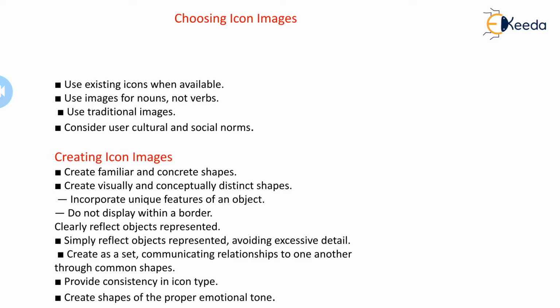Then next is noun, not verb. An object or a noun is much easier to represent pictorially than an action or verb. So choose the noun form for the icons. And traditional images: old-fashioned traditional images often work better than new ones. They have been around longer and more people recognize them.